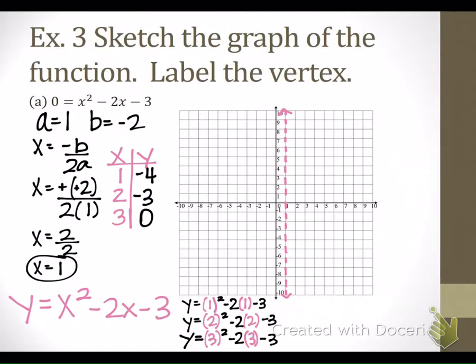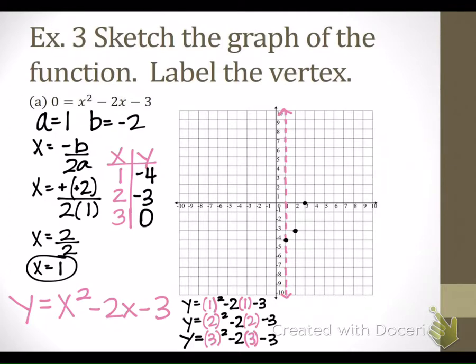So now we're going to go to our graph and we're going to plot them. 1, -4. Your vertex should always fall on your axis of symmetry. Then we have 2, -3. So we're going to go right 2 and down 3. And then, of course, 3, 0. We go right 3 and we stay right there at 0.